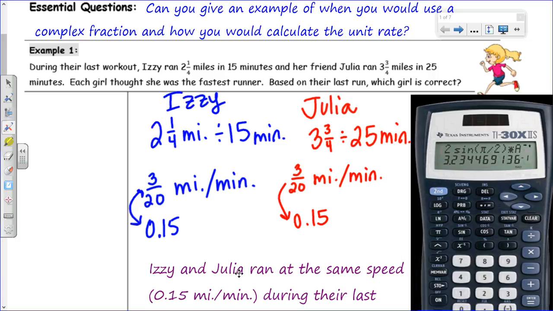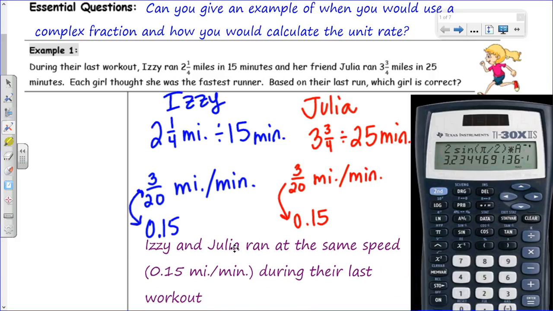I bet if we had done it the other way, like minutes divided by miles, we probably would have gotten the same number again, because it took them the same number of minutes to run 1 mile. And that's actually 6 2/3. I calculated that, so if you wanted to try it, that means that each girl took 6 2/3 minutes to run 1 mile. There's more than one way to do unit rate.